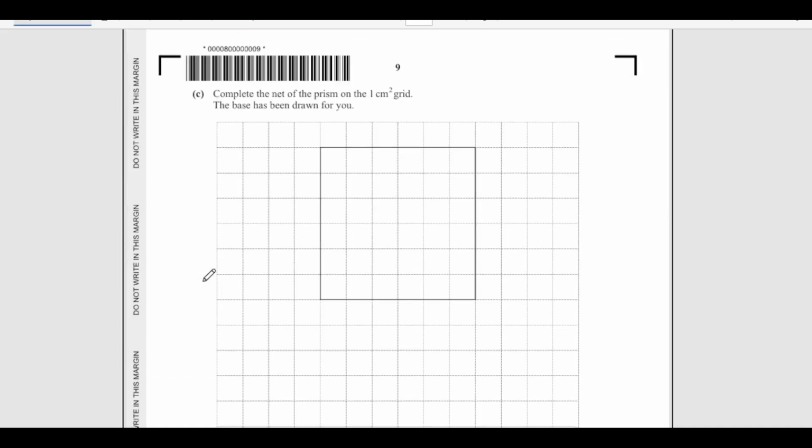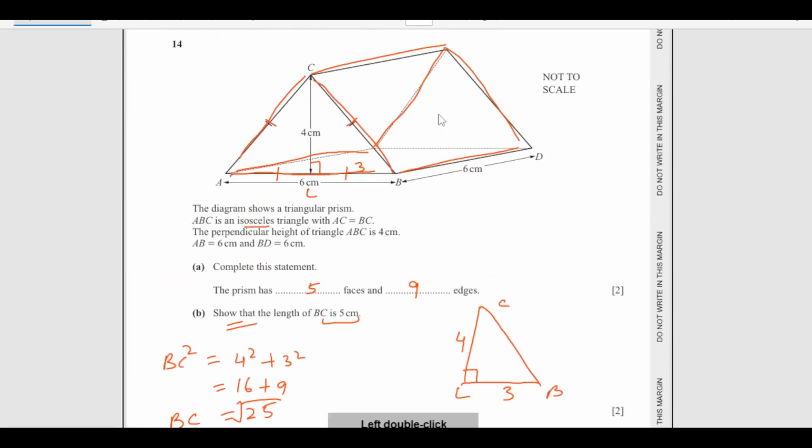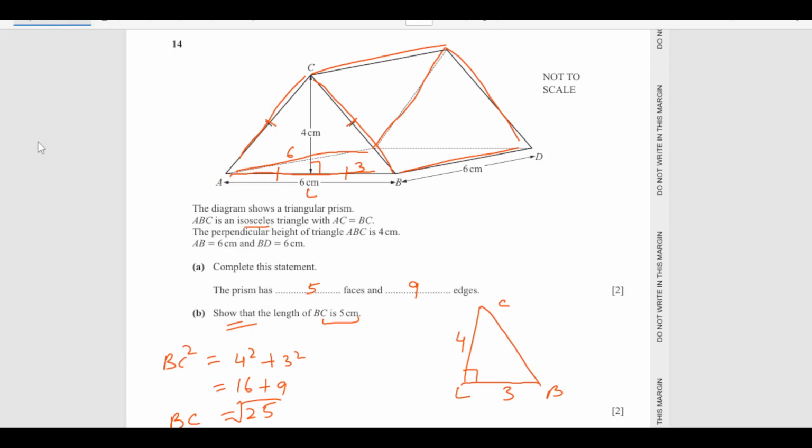No, I think we have one more part. Complete the net of the prism on 1 centimeter grid. The base has been drawn for you. Now if you look at this one here, this one is 6 here. So this base, let me choose another color. So this whole base is 6 by 6, right? And then this rectangle, we found this side as 5 centimeters. So this is 6 by 5. So one base is 6 by 6, another one is 6 by 5 here, and on back side will also be 6 by 5.